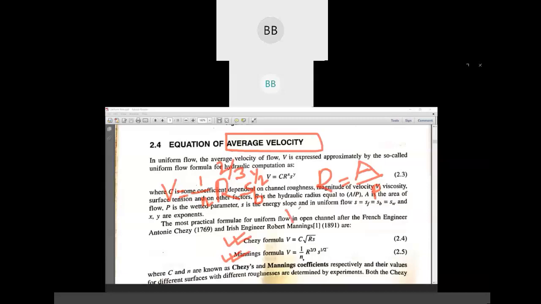Whereas for Chezy's it is C multiplied by root over R into SB. C is your Chezy's constant. R is nothing but your hydraulic radius, that is area by wetted perimeter, and SB is nothing but your bed slope.